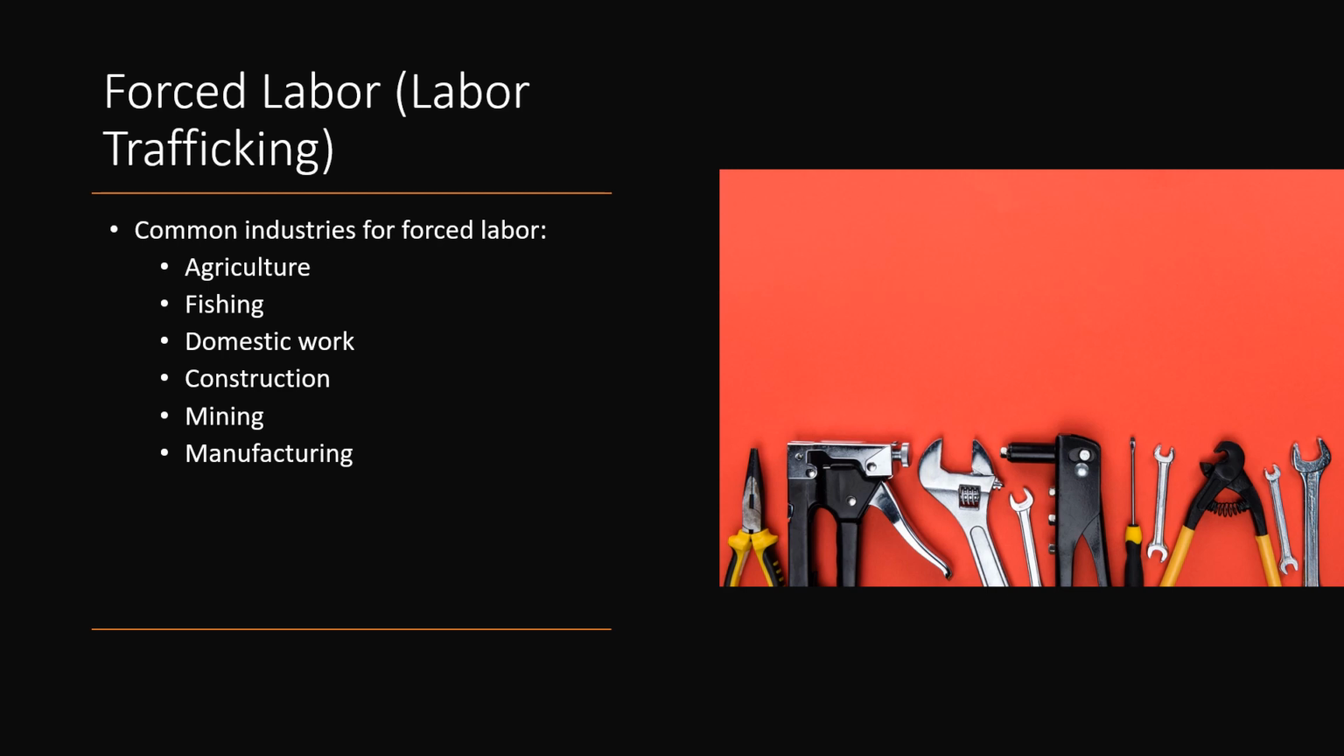Some common industries for forced labor are agriculture, domestic work, construction, mining, manufacturing. I will say pay attention to that, because manufacturing and agriculture are two huge industries where we really see forced labor and labor trafficking happening. You do see it in construction a lot as well, but you really see it in manufacturing and agriculture.